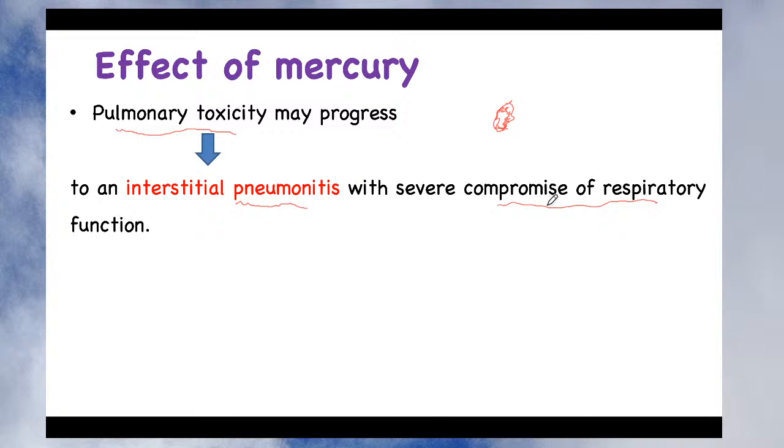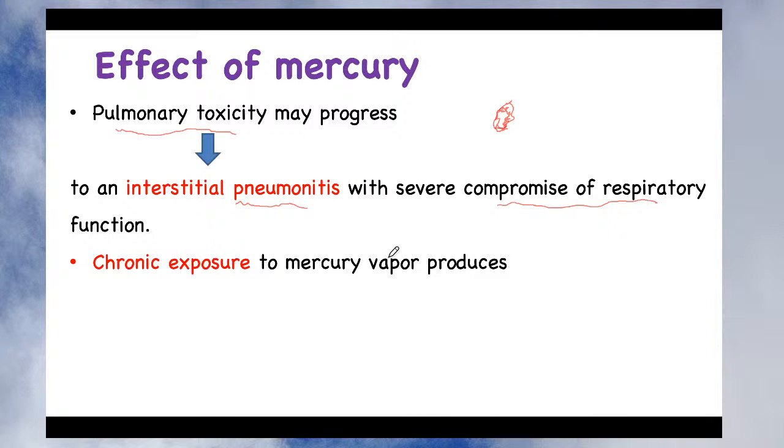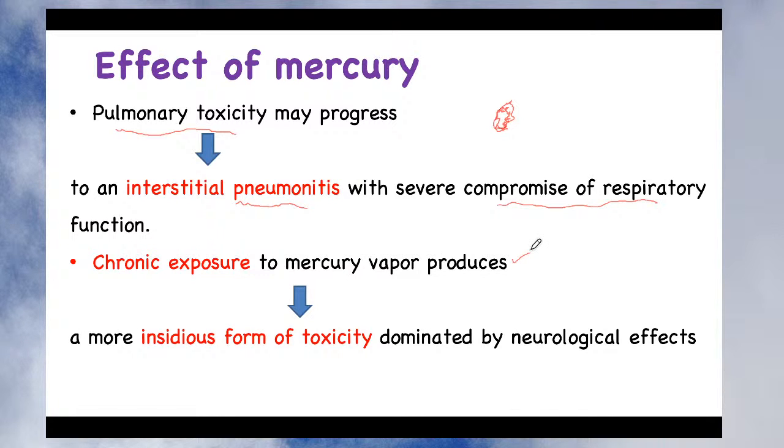So it may compromise the respiratory function, and it doesn't stop here, but it further produces complications where patients suffer from very severe problems of the respiratory system. Okay, so this happens in case of acute exposure to mercury, whereas in case of chronic exposure to mercury vapor, it produces a more insidious form of toxicity. What do you mean by insidious form? The toxicity progresses gradually, meaning slowly progressing.